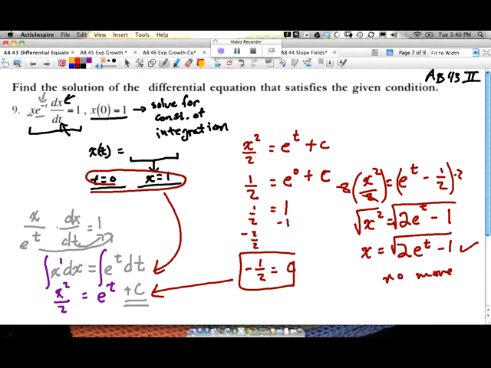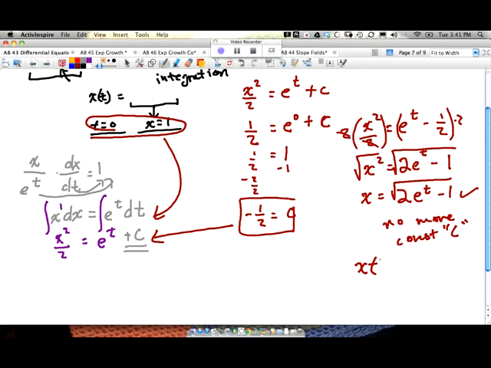Notice there is no more constant c. We solved for it and plugged it in. This is now all in terms of x and t and numerical values. Now this might be written slightly different. You guys could write this as x of t, like that, equals square root of 2e to the t minus 1. That could work, but you don't have to. So either one of these would be fine.